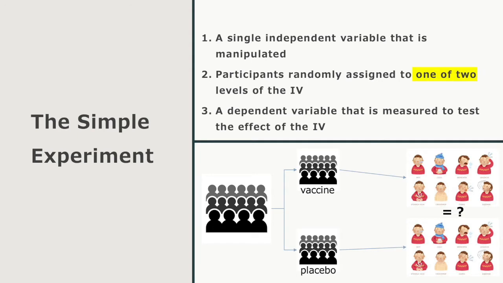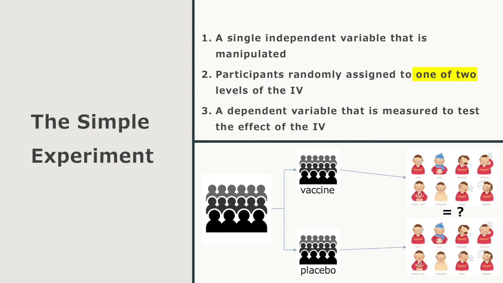If the vaccine worked, they shouldn't be equal. The vaccine group should be healthier than the placebo group because it prevented the illness. If they are equal, well, then it seems as though that placebo was equally effective as the vaccine. Or in other words, the vaccine doesn't do anything.